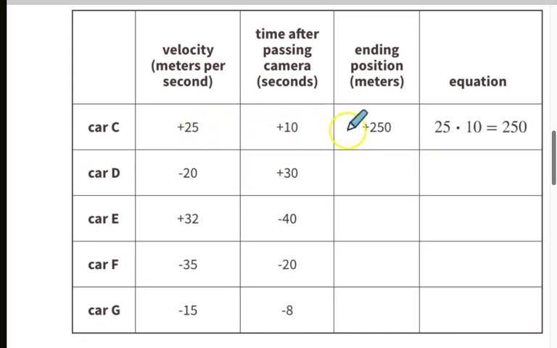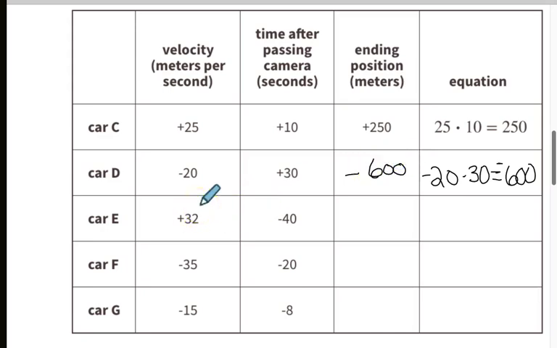So 25 times 10 is 250, but it's a positive times a positive, which gets us a positive answer. Here we have negative 20 times 30. Well, 20 times 30 is 600. Negative times a positive is a negative. So this is going to be a negative 600.